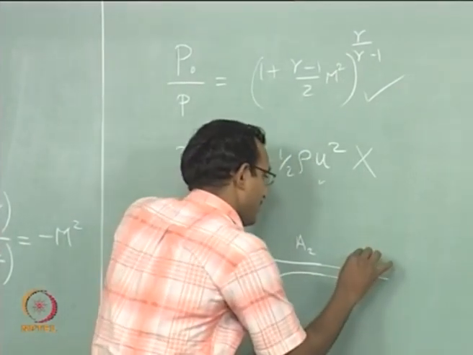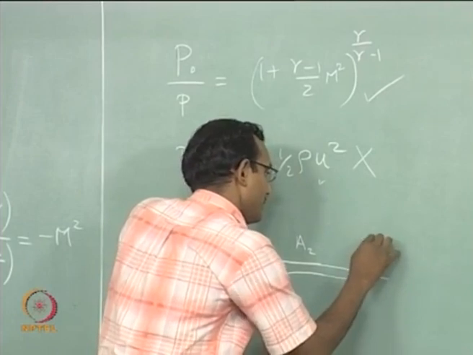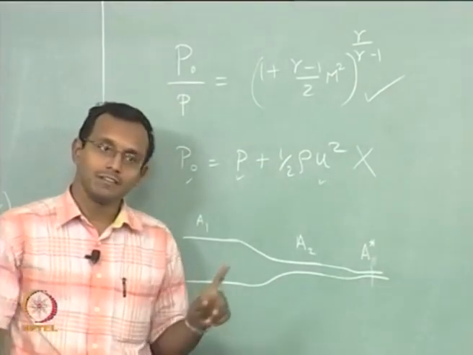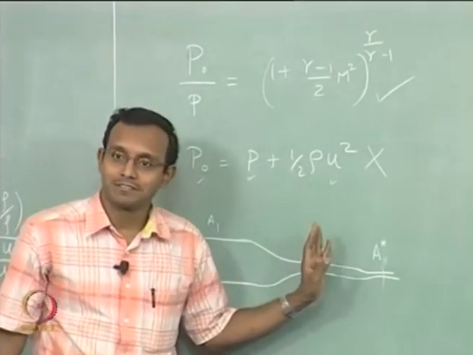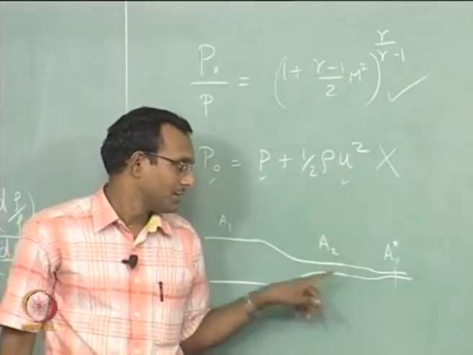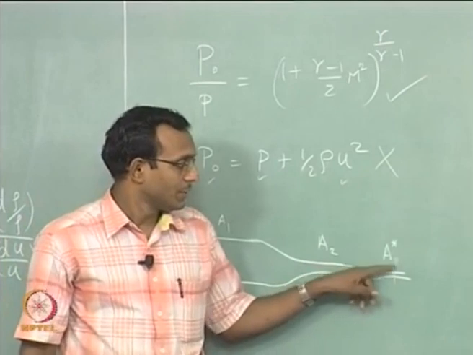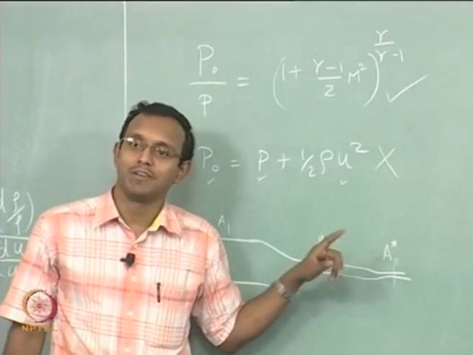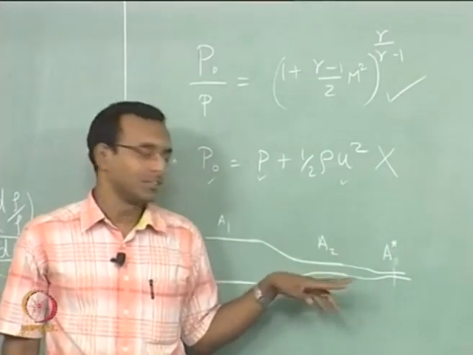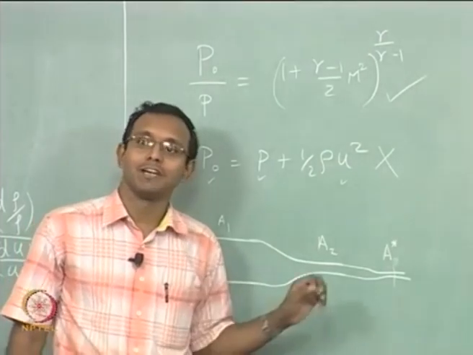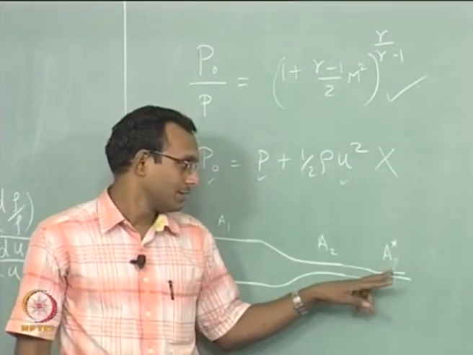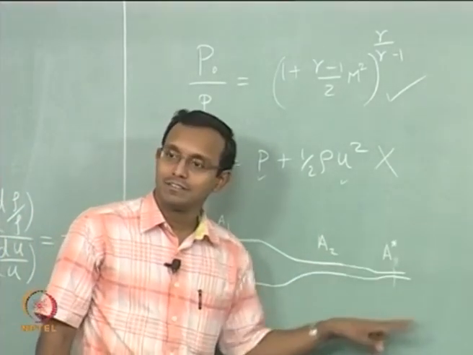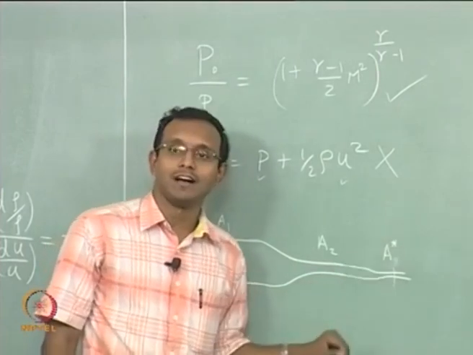Now, I will consider a special case where this goes to a condition where I will put A star here. I am considering an imaginary case even if needed. I am going to consider this stream tube going to some area such that it will have a star condition, the critical condition, that is M equal to 1 condition. From now on in the course, wherever I put star, it corresponds to M equal to 1 at that point. So, I am going to consider an imaginary portion of this flow field where it has area A star.